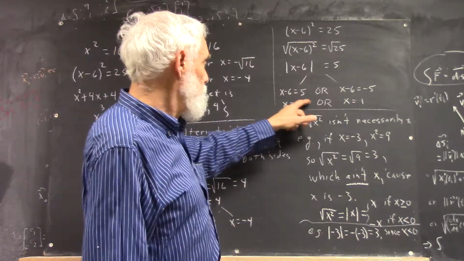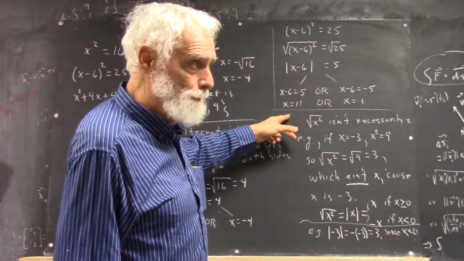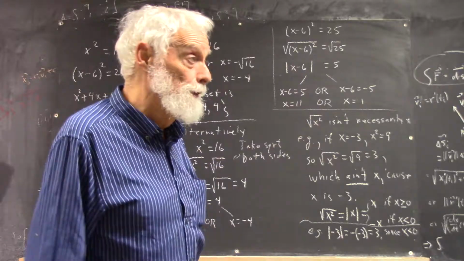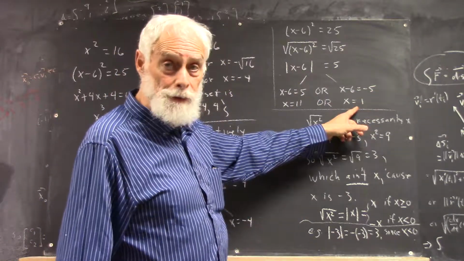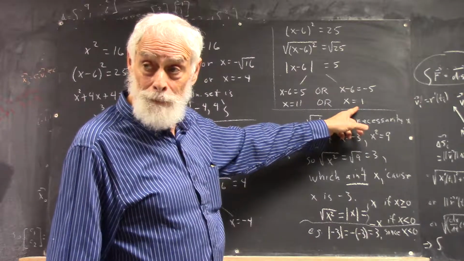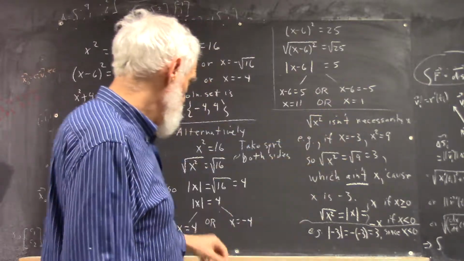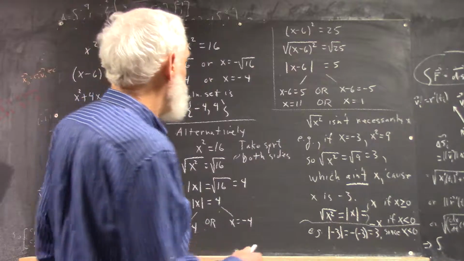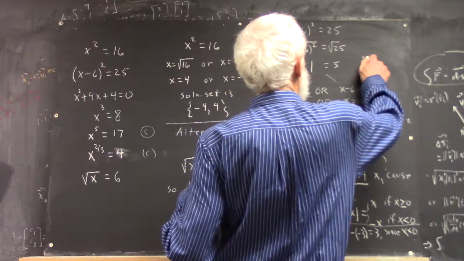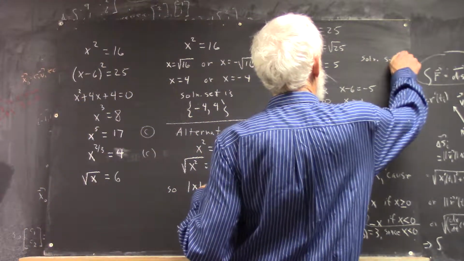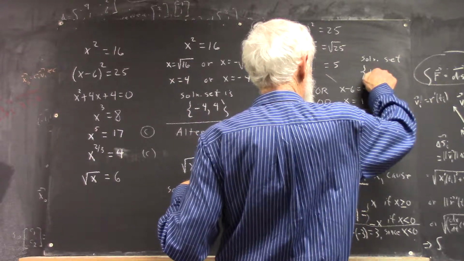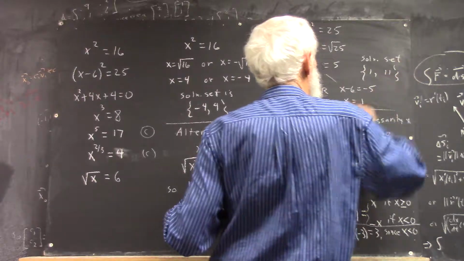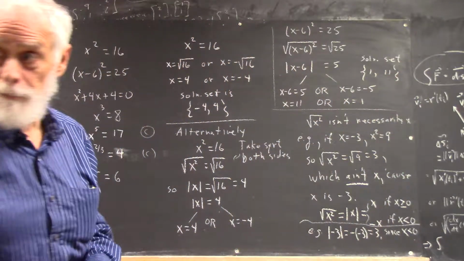Now, if x minus 6 is 5, then it's easy to solve that: add 6 to both sides. You get x equals 11, right? And if x minus 6 is negative 5, you add 6 to both sides, you get 1. And those are your two solutions. So your solution set is the set, using braces for the set, consisting of the numbers 1 and 11. Those are your solutions.